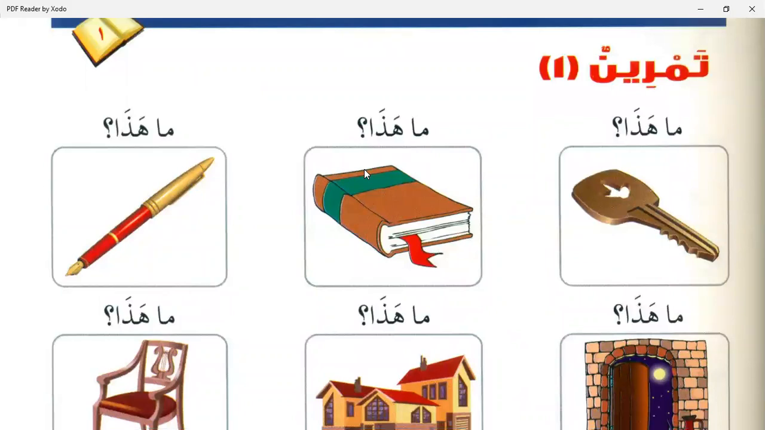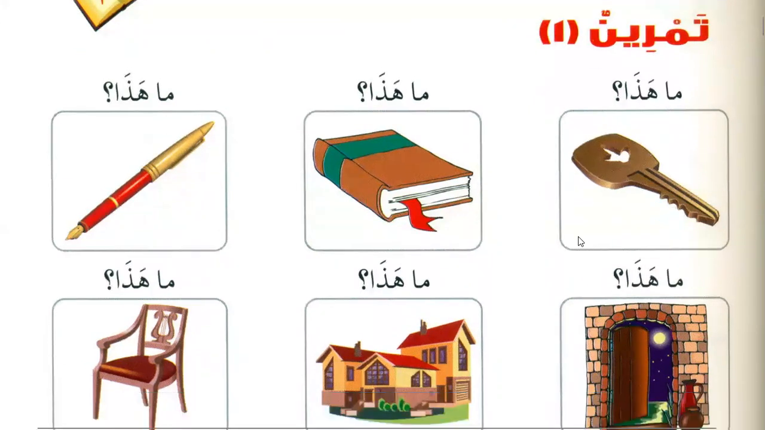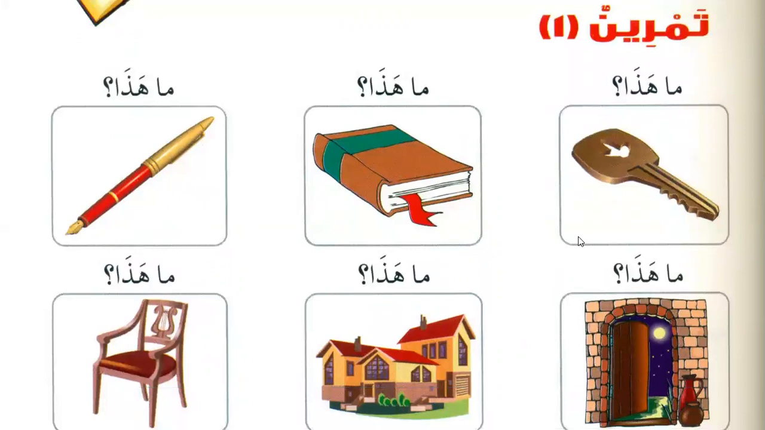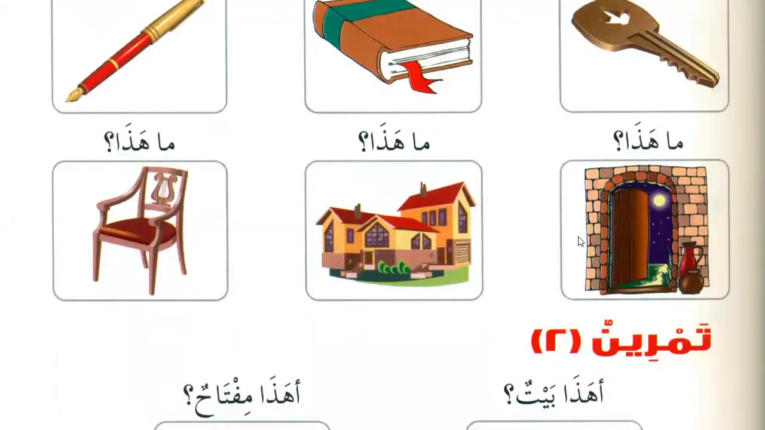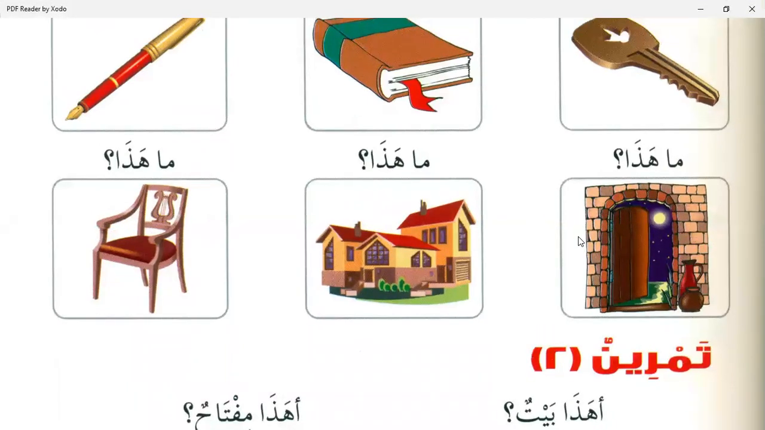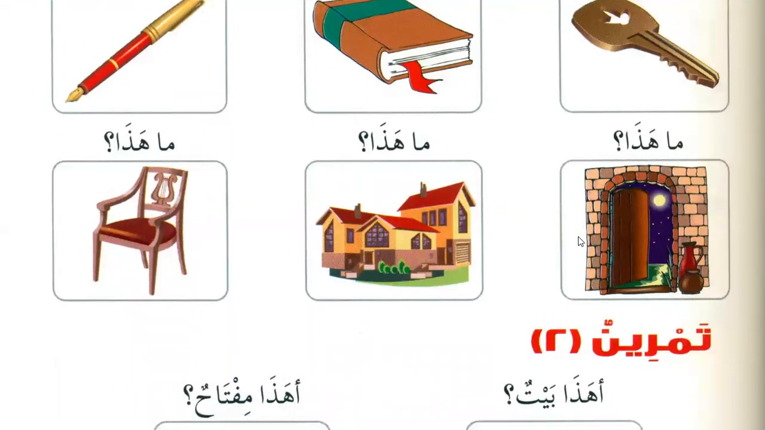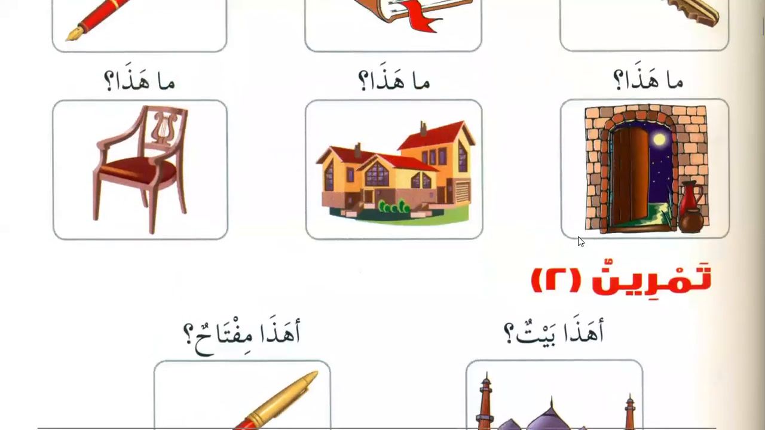Ma hada, what is this? Hada miftahun. This is a key. Ma hada? Hada kitabun. This is a book. Ma hada? Hada qalamun. This is a pen. Ma hada? Hada babun. This is a door. Ma hada? Hada baytun. This is a house. Ma hada? Hada kursiyun. This is a chair.